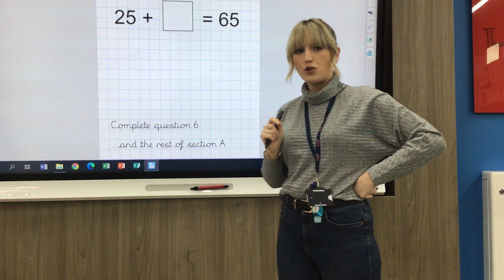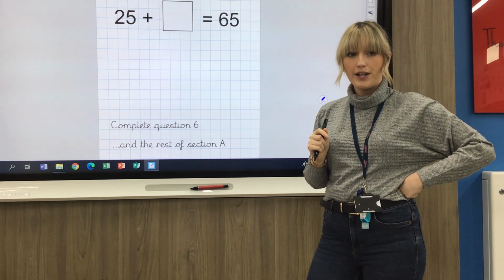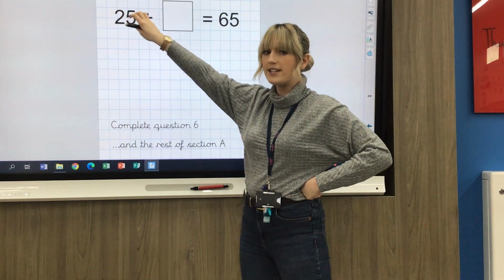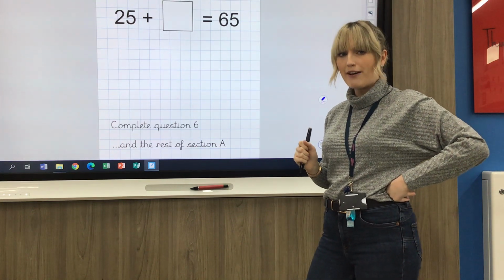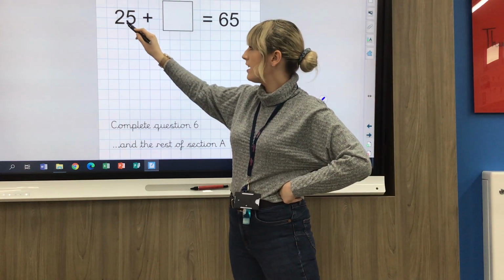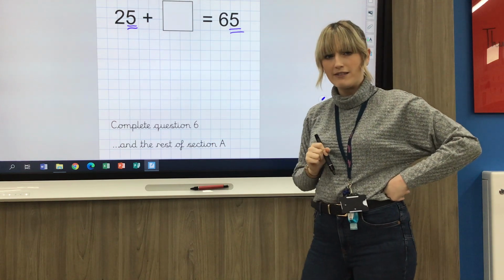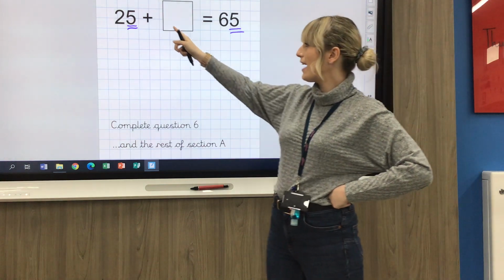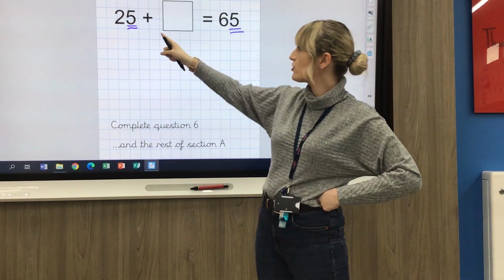We've added 25. Now, what I could do is I could do 65, take the 25 away, so subtract the 25 to find out what I'm left with. So that'd be one way I could solve it. But I've spotted that 25 and 65 both end in 5, so they've got the same digit in the ones. So I know whatever I've added is a multiple of 10 because my ones hasn't changed.